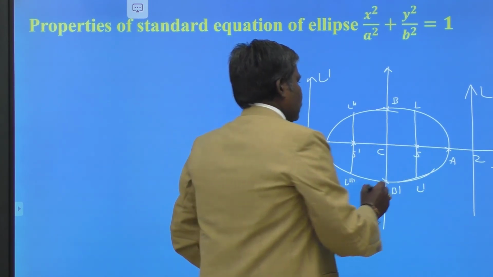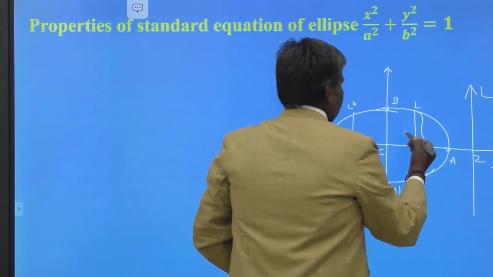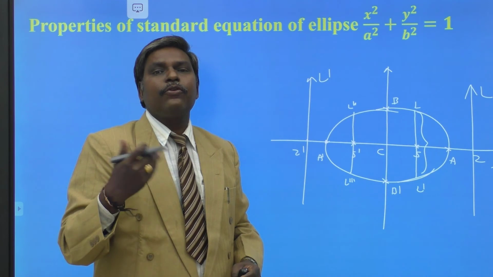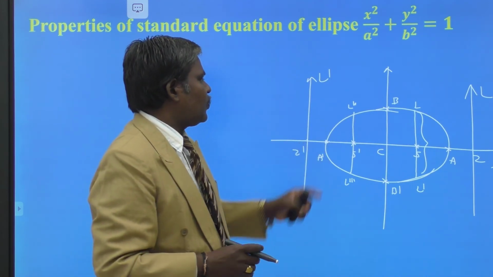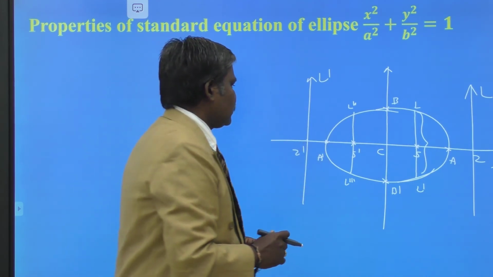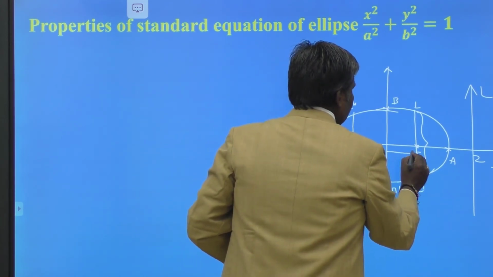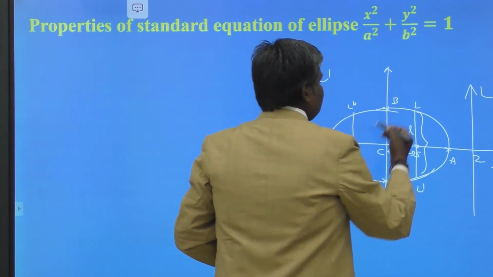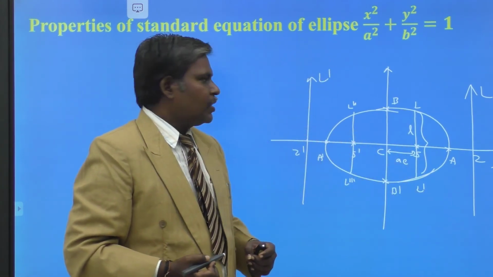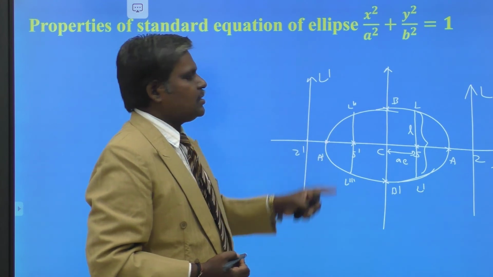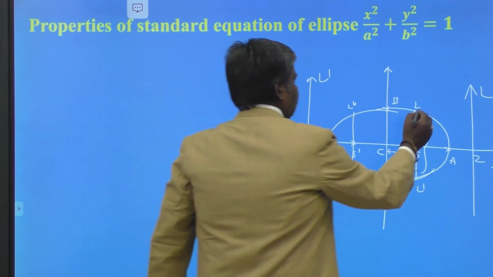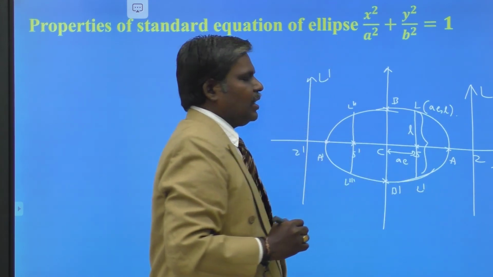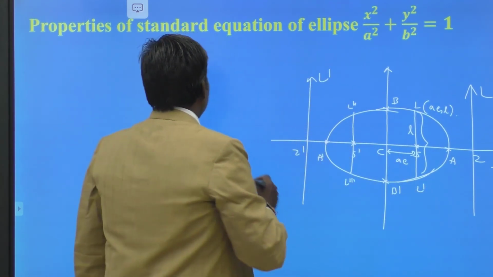How to obtain the length of the latus rectum? That is the question. What is the length of the latus rectum for y square equal to 4ax in the parabola chapter? 4a. Here we have to find the length of the latus rectum. My dears, what is the distance from here to here? CS, that is ae. Suppose the distance from S to capital L is l, say. What are the coordinates of L? ae comma l. The coordinates of L are ae comma l.